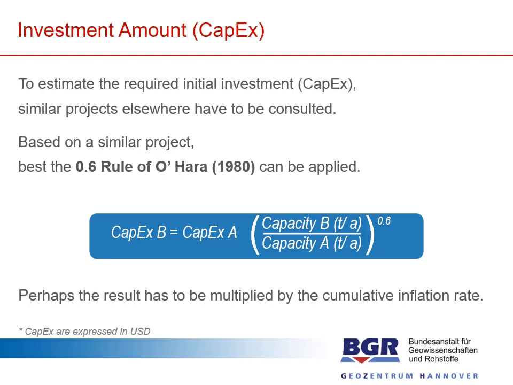And based on a similar project, Mr. O'Hara invented a rule of 0.6. That means you use the capital expenditure from a similar project, and then divide your capacity by the capacity of the similar project, not times 0.6, but with an exponent 0.6. And Mr. O'Hara said in 1980 that this also gives more or less the capital expenditure you need. But you have to be careful, because usually prices are increasing, so you should also incorporate the inflation rate to increase the capital costs.